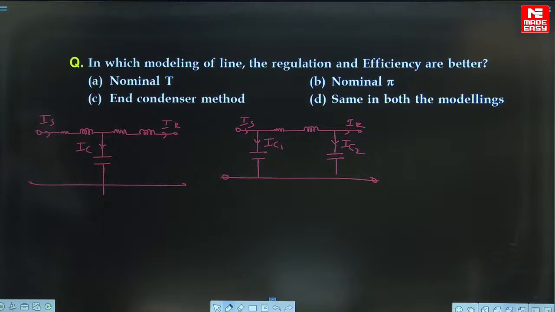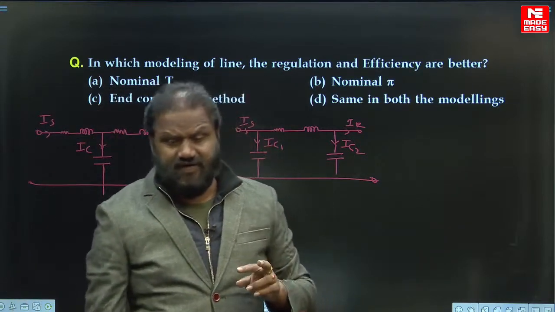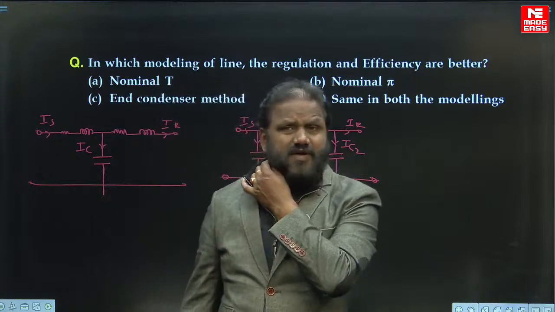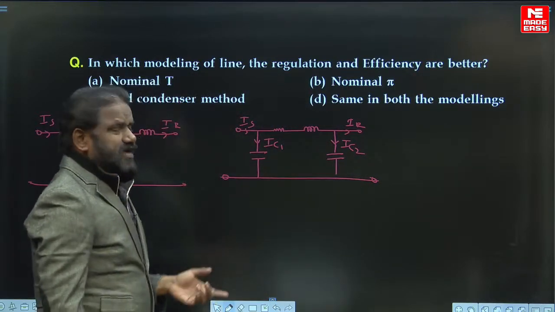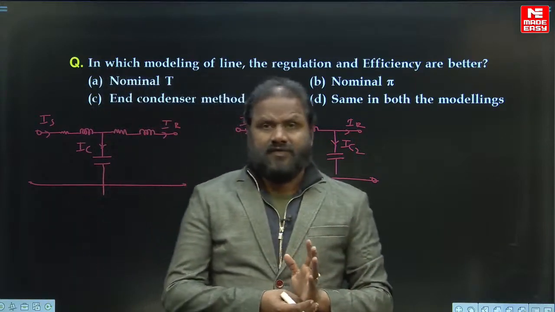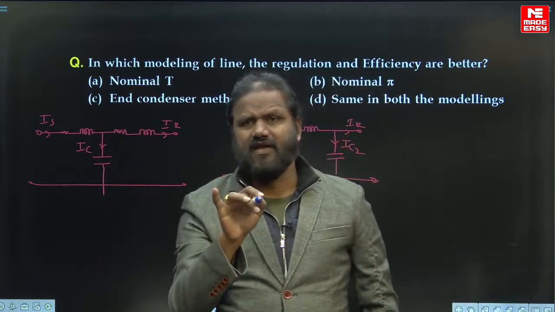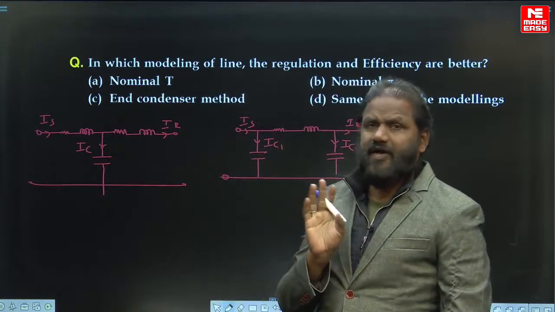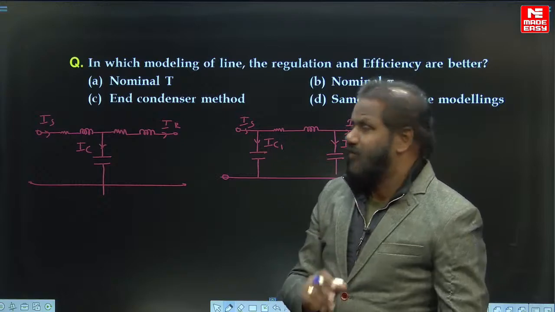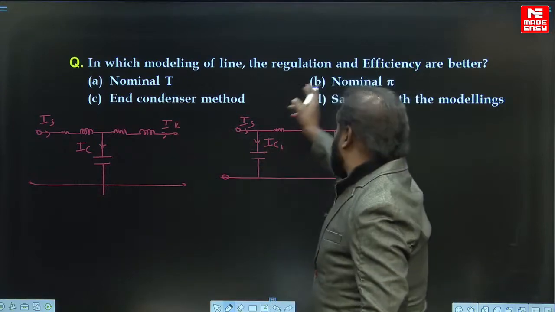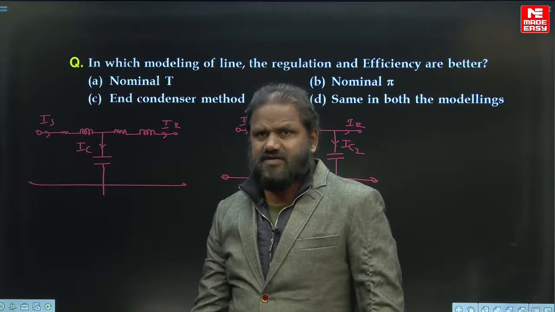So in the classification of the lines, I told you that the discrimination between the lines comes up with the influence of the capacitance only. In the medium transmission line classification, depending upon the location of the capacitance, these lines have been modeled in three methods: end condenser, nominal T, and nominal pi. These are the three modelings that we can have. Capacitance is the distinction.